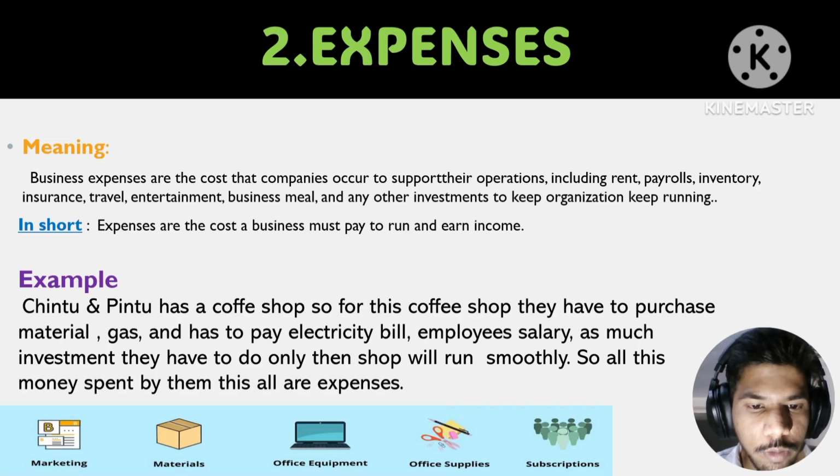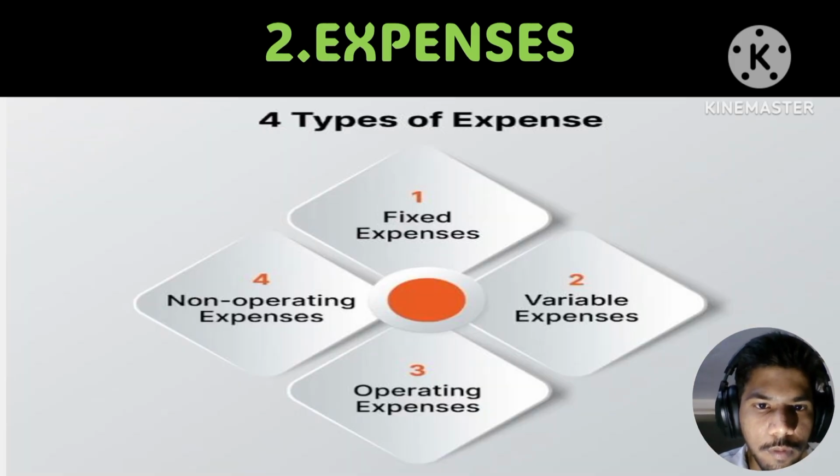At the bottom, we have some extra examples of expenses: marketing expenses, material expenses, office and equipment, office supplies, and subscriptions. These are types of expenses. Moving to the next. In business expenses, there are four types of expenses: fixed expenses, variable expenses, operating expenses, and non-operating expenses.